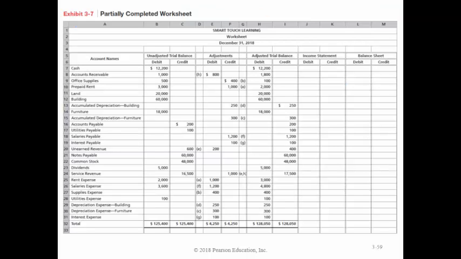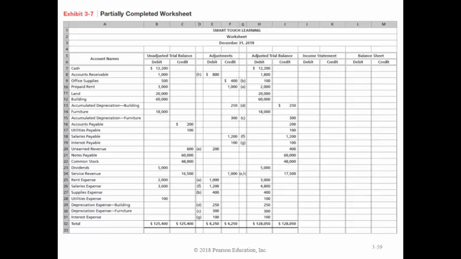Exhibit 3.7 is an example of a partially completed worksheet. This worksheet will be completed in Chapter 4. In this chapter, we will complete a part of the worksheet. For now, we will concern ourselves with the first 4 sections. Section 1, Account Names. The account names are taken from and listed in the same order as the chart of accounts. Cash first, accounts receivable second, and so on.